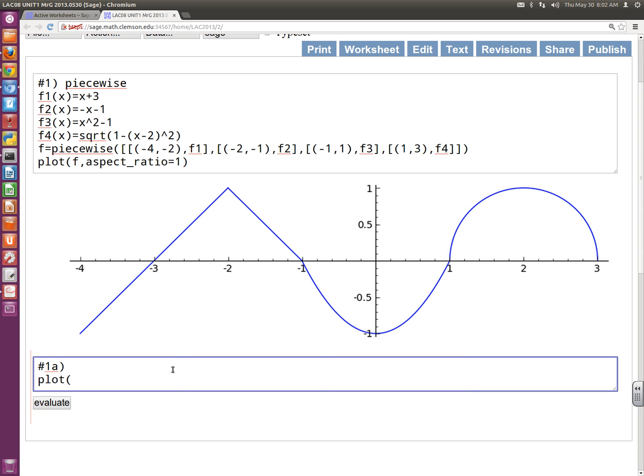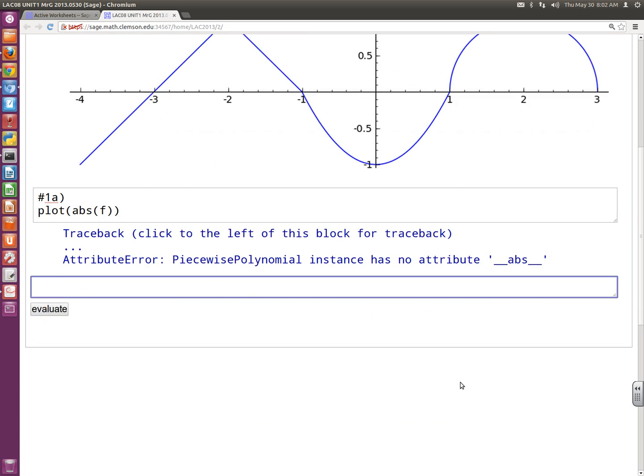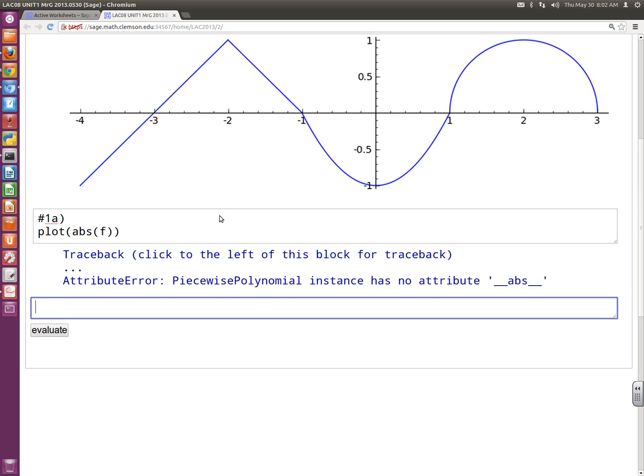Okay, you tell me. What are we going to plot? How do you think I'm going to do the absolute value? ABS of F. And I guess we should do the aspect ratio thing. Nope. Oh, boy, it doesn't like that. Piecewise doesn't allow abs. Oh, that's not good. Each one individually. Yeah, that's a problem. I didn't want to have to do that.